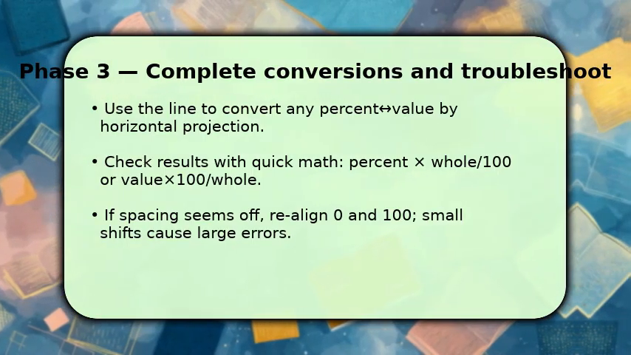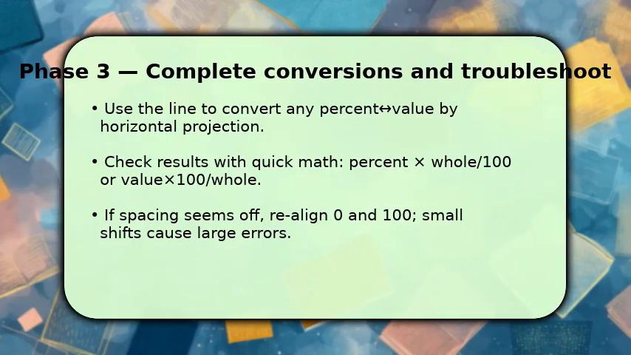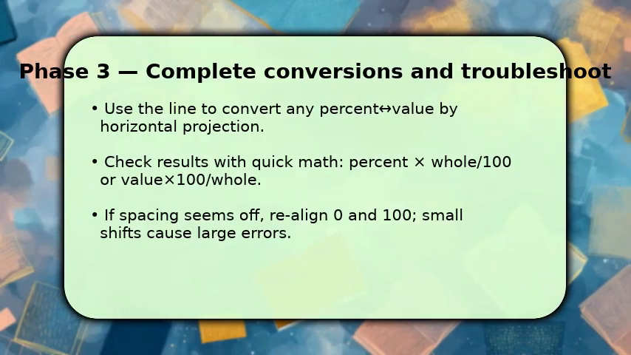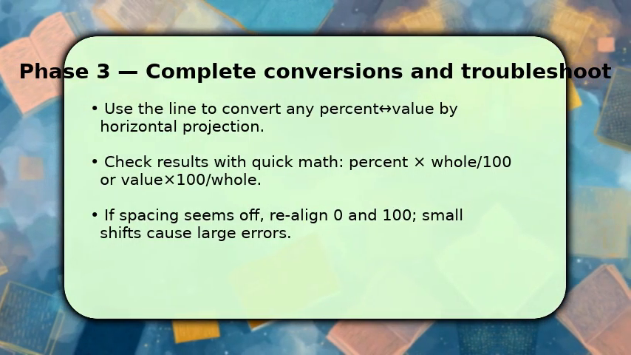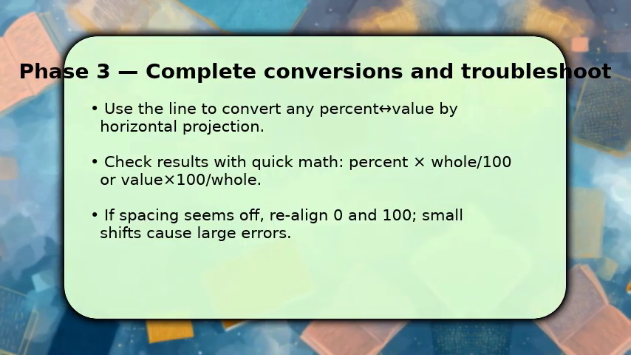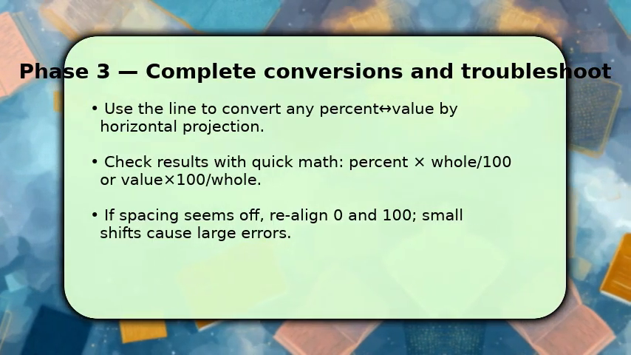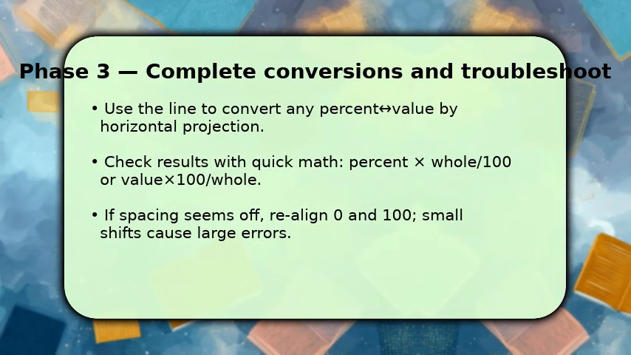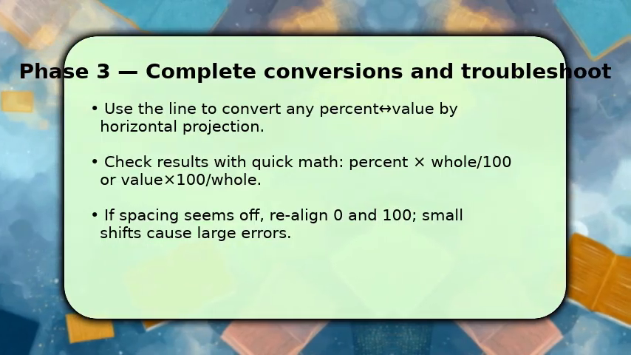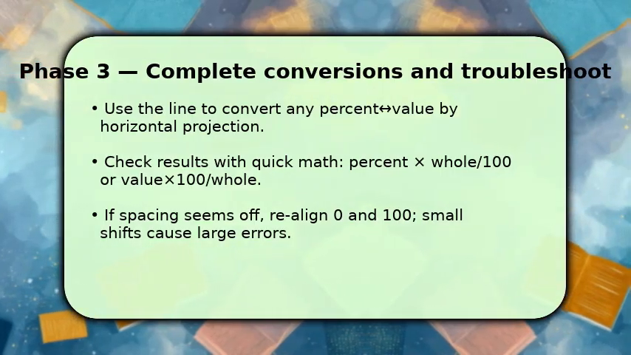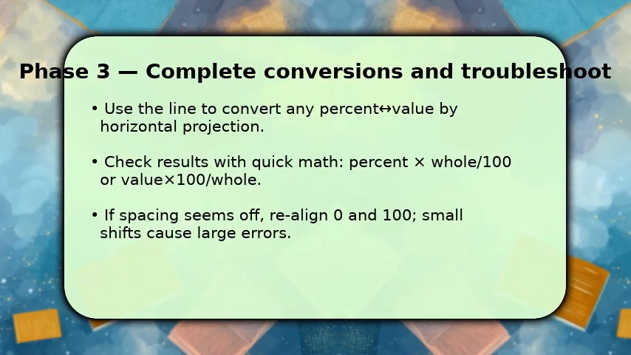Explain why checking matters. Compute percent times whole divided by 100 or value times 100 divided by whole to confirm the visual result. If things go wrong, recheck alignment of 0 and 100. Misaligned endpoints make proportional distances incorrect. Finally, adjust spacing carefully and remeasure to fix persistent discrepancies.